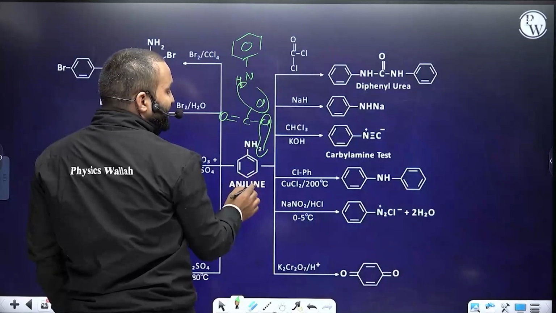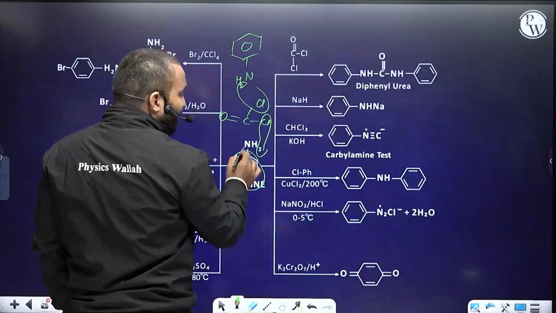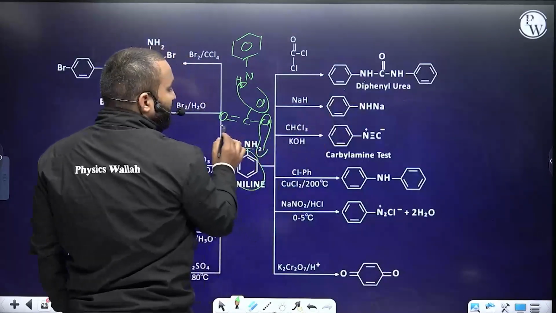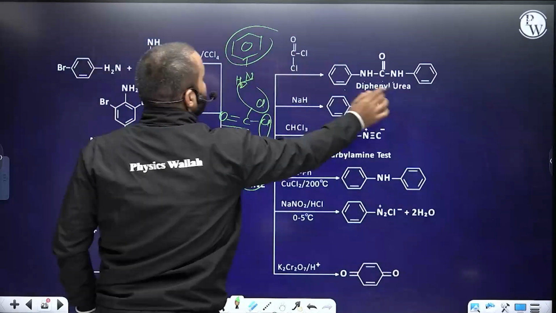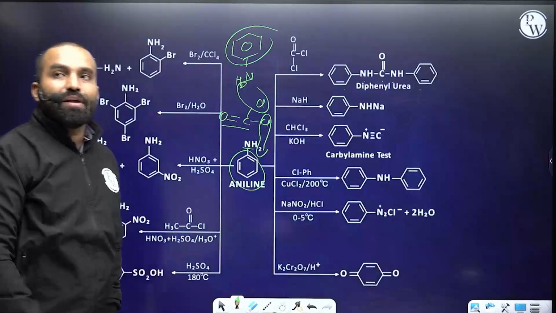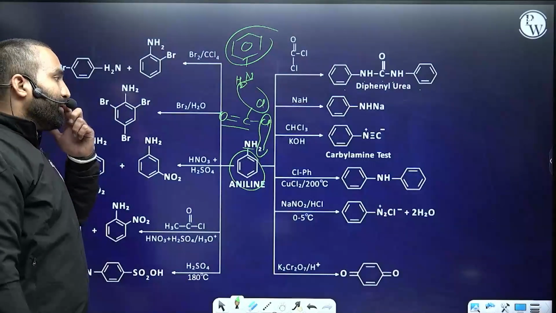So there will be benzene ring here first of all, yes. There will be NH here, yes. Then there will be CO, yes. Then there will be NH, yes. Then there will be Ph. Diphenyl urea, very important molecule, diphenyl urea.